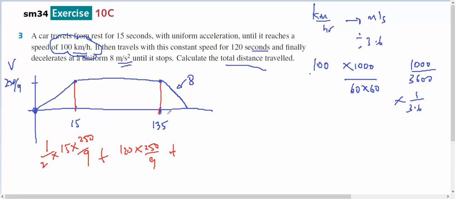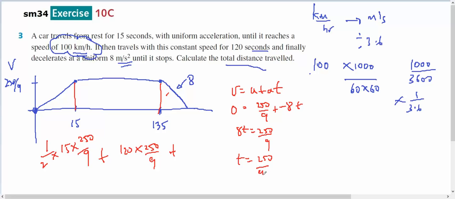So if I start and just look at this uniform acceleration, v equals u plus at, the velocity is 0 at the end. It starts at 250 on 9 plus negative 8t, therefore 8t equals 250 on 9, t equals 250 on 9 times 8. Therefore this area here will be 1/2 times 250 on 9 times the distance across, which is 250 on top of 9 times 8.